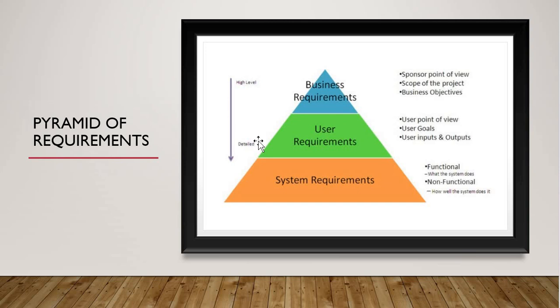Contoh macam ni lah, saya ambil satu online platform, Shopee ke Lazada ke apa-apa kan. Kalau business requirement dia hanya untuk membolehkan jual beli dibuat. Okay, customer boleh beli barang dan boleh buat pembayaran. Mungkin tu je dia punya objektif untuk business. Tetapi user requirement mungkin lebih detail lah.